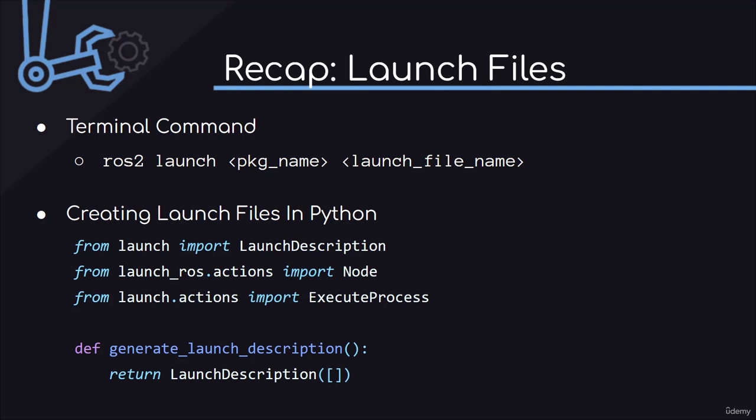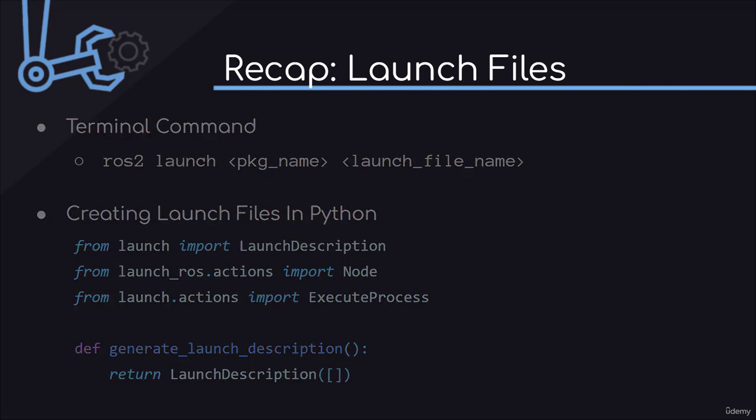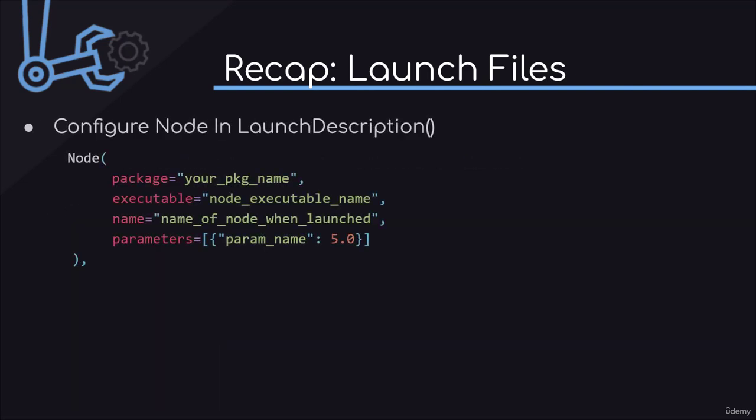Now, I know this is a C++ course, but we were able to utilize the Python syntax to import the necessary dependencies, such as our LaunchDescription, Node, and ExecuteProcess objects, and put together our launch description within a generate_launch_description function, which is what gets called when we run our launch Python file. We then configured a Node object within our launch description, which included our package name, executable name, the name that we want the node to take when it's launched, as well as any default parameter values.